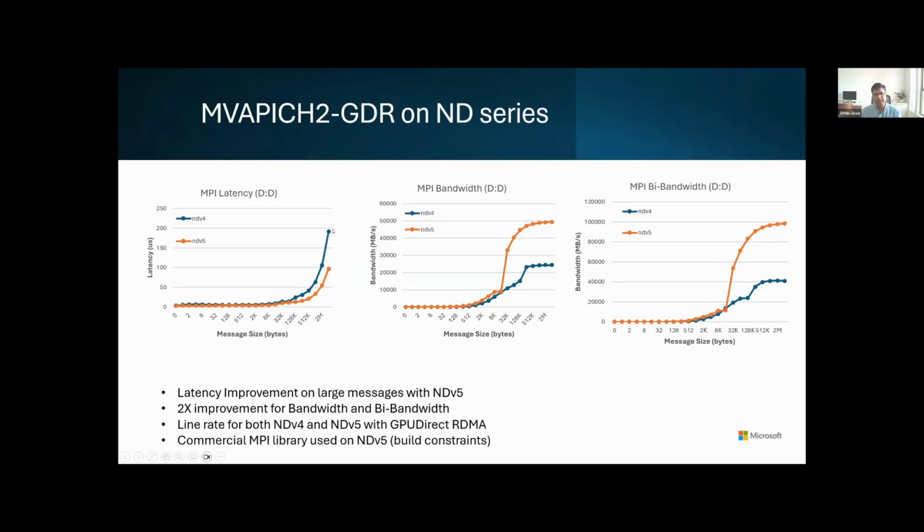One thing I want to call out is that there were some build constraints, so we could not get an MVAPICH2 library for this particular flavor that we were using on NDv5. But I assume the performance characteristics are going to be the same. And especially here, for both bandwidth and bidirectional bandwidth, we are able to hit close to peak in both cases, 200, I mean, 400 and 800. So we are hitting that number.